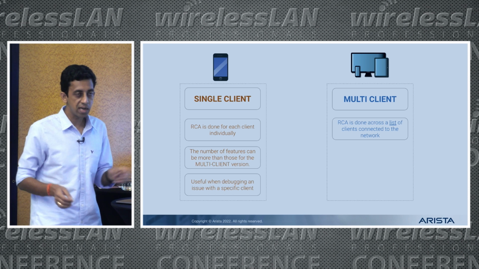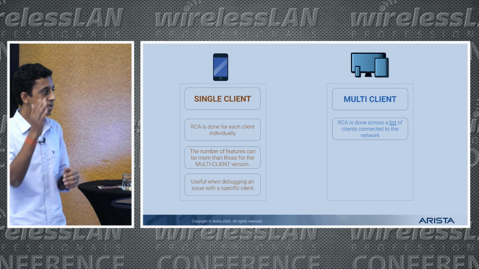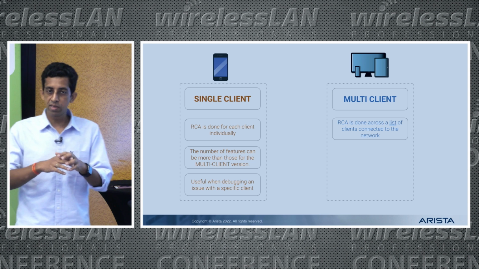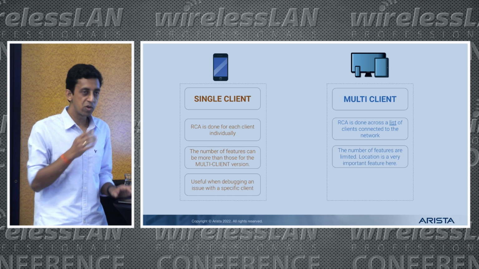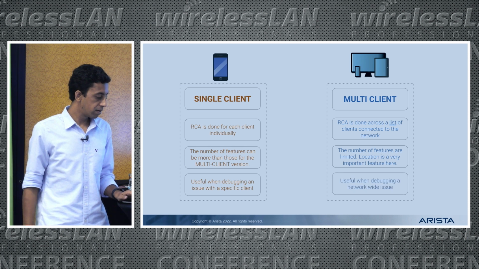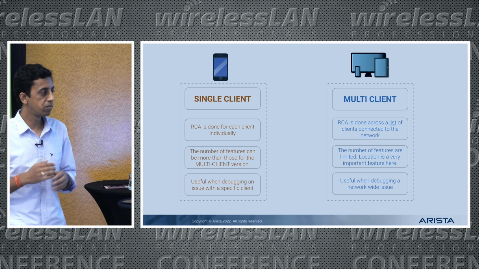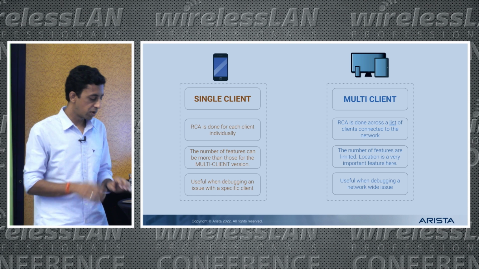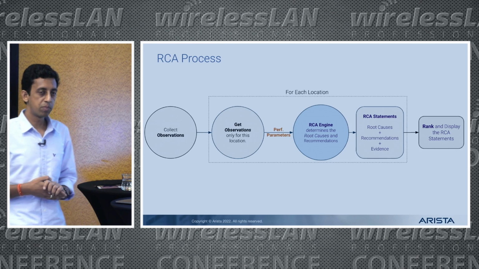Then the multi-client one is where you're doing network-wide. Like you want to understand, okay, I have many clients that are facing issues in a network. What's happening with them? Is there a correlation with something? Right, and here the number of features can be limited, and it's basically useful for debugging network-wide issues, right? You just want to understand, okay, I have like 50 clients that are not doing well, what's going on? So we'll talk about the multi-client RC engine and the process there.